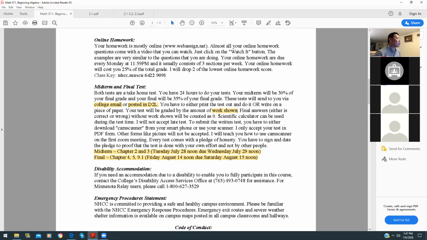Very important. Try to use a scientific calculator. That's the most I would tell you. But if you have a graphing calculator, I still want to see the work shown. This is very important. I will not accept any late tests. The midterm is on the 29th. The deadline is noon, central time.